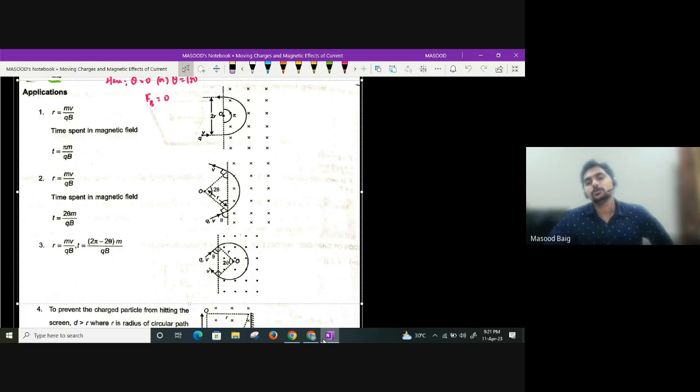If electric field is also there, it will experience a force plus or minus q into E bar. Plus, what does it indicate? A positive charge will experience a force in the direction of v cross B if electric field is there in the direction of E bar.